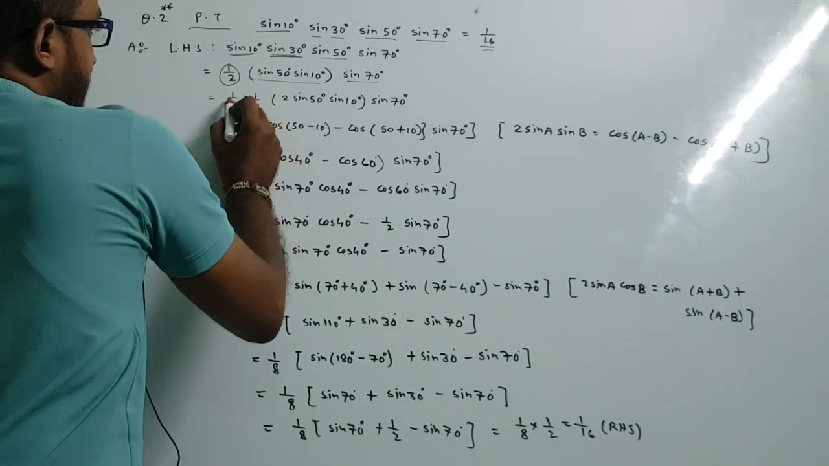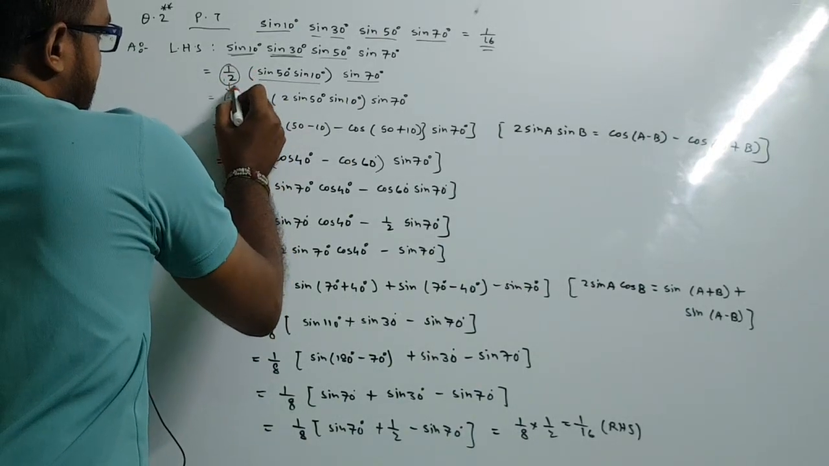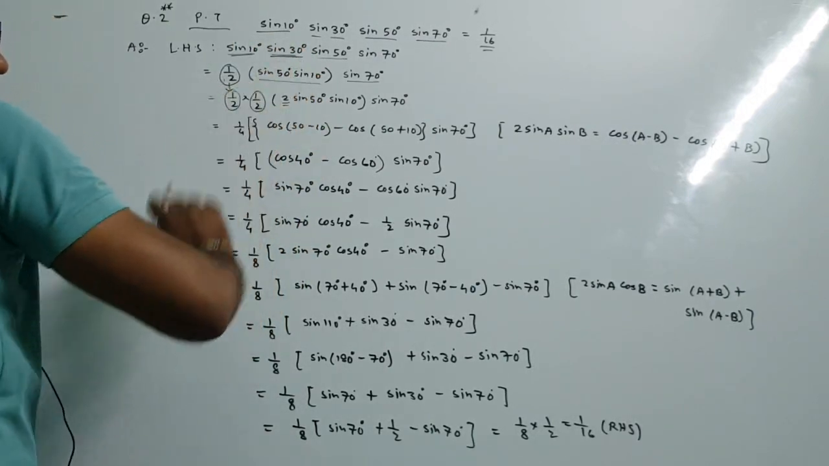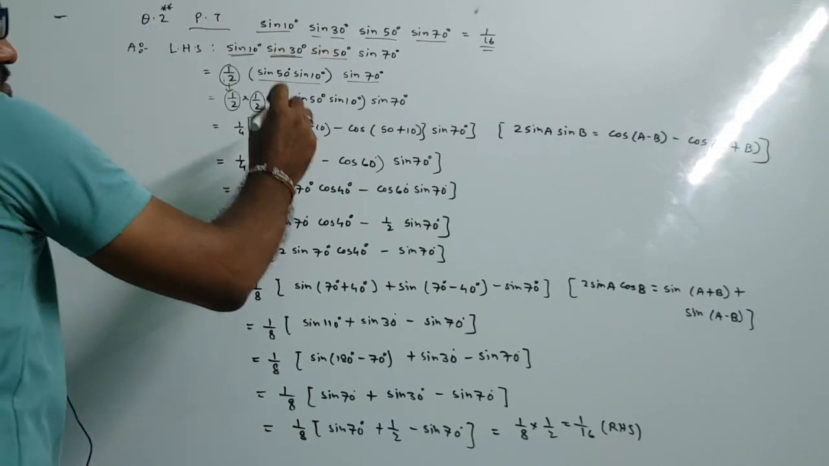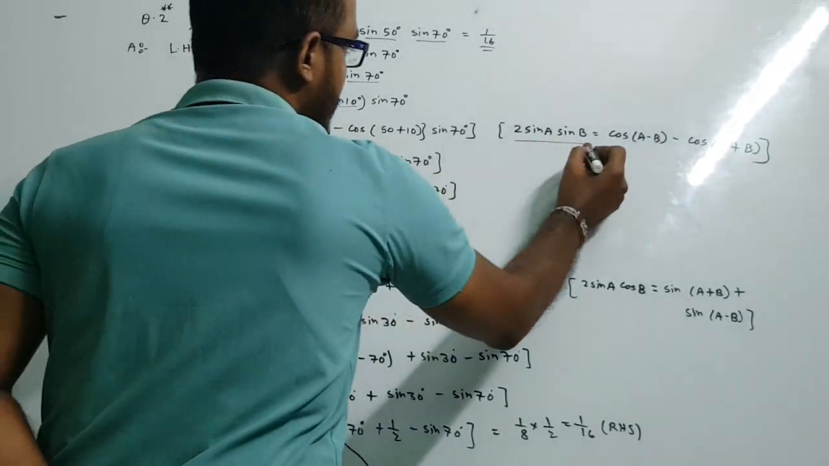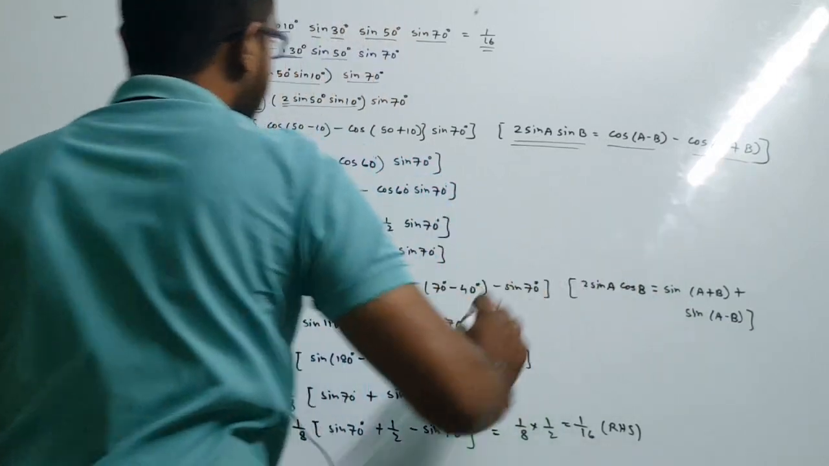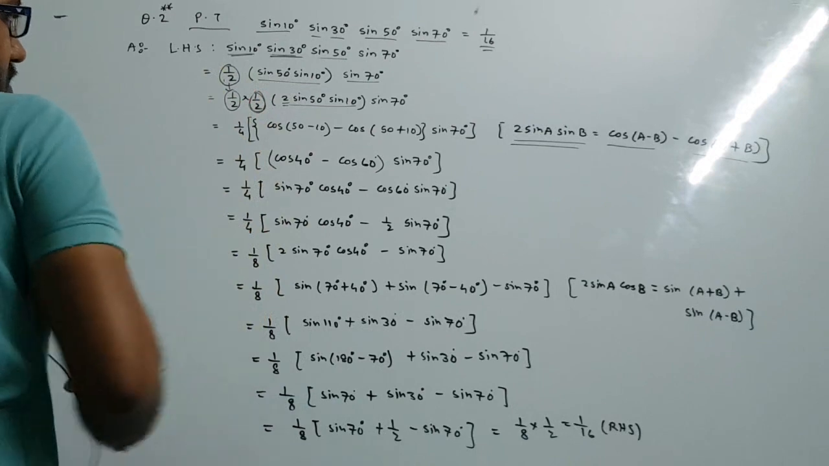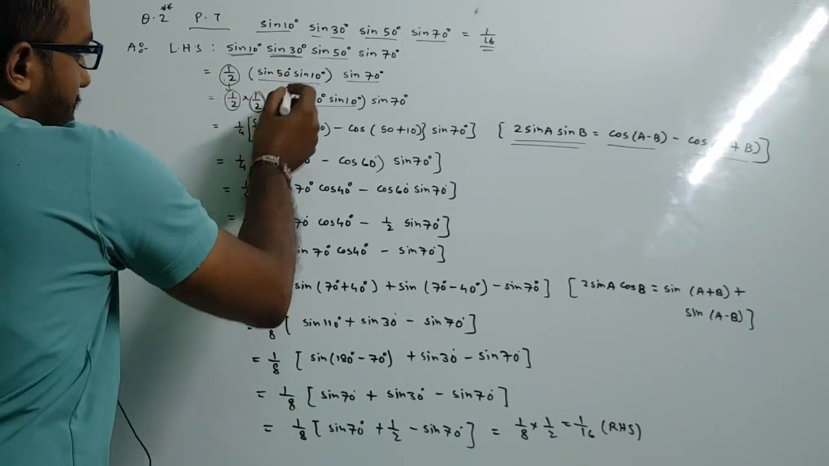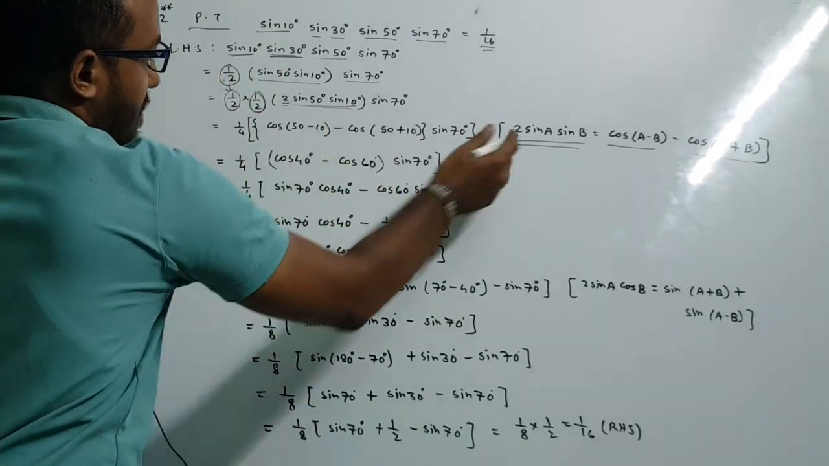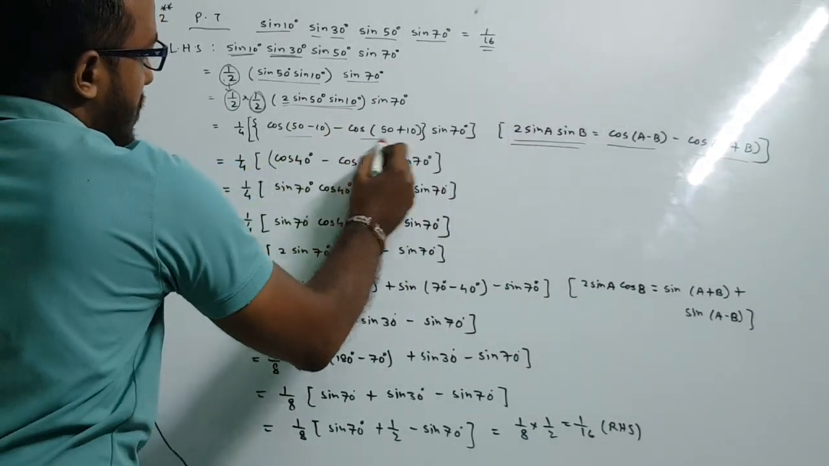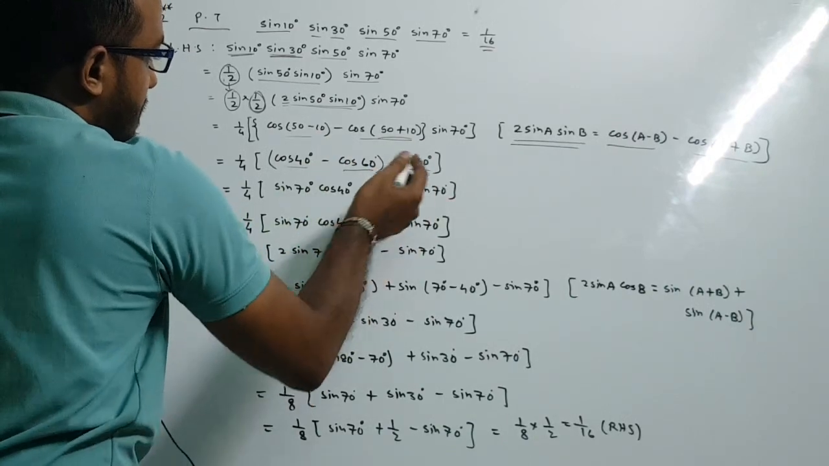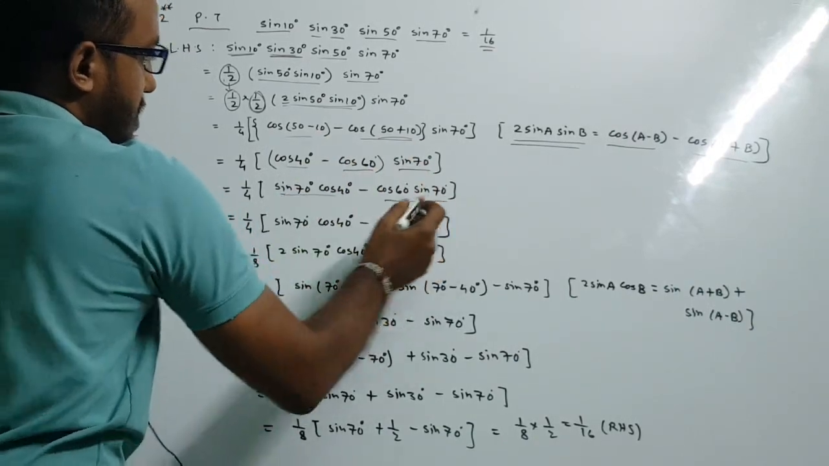Now take half common; half is already there, take another half so that we can multiply 2 inside, because we are going to use the formula 2 sin A sin B. We have the formula 2 sin A sin B as cos of A minus B minus cos of A plus B. So we need a 2 inside, so we have multiplied by 1 by 2 outside in order to cancel 2 and 2. Now apply the 2 sin A sin B formula, cos of A minus B minus cos of A plus B. Now this is cos 40 degree, this is cos 60 degree, and then multiply sin 70 in.